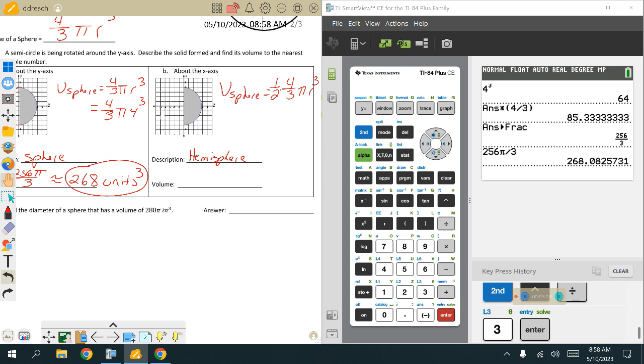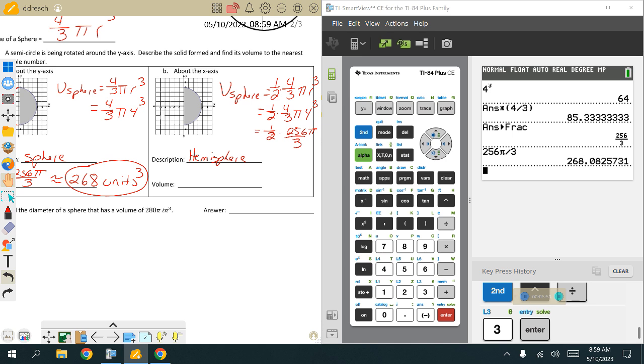Radius is not changing, is it? And we did all that work just a second ago. And we just found that full sphere. I wasn't going to change anything. That 256 pi over 3. I mean, we can plug that into our calculator. We got that full sphere to be 256 pi over 3. That's what we do for a full sphere.